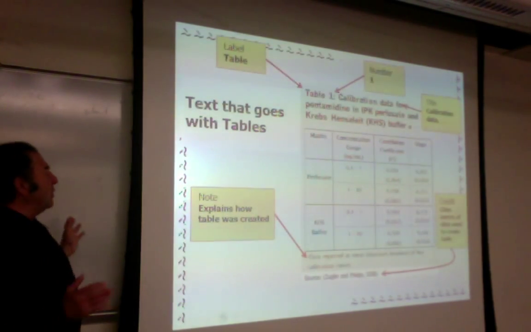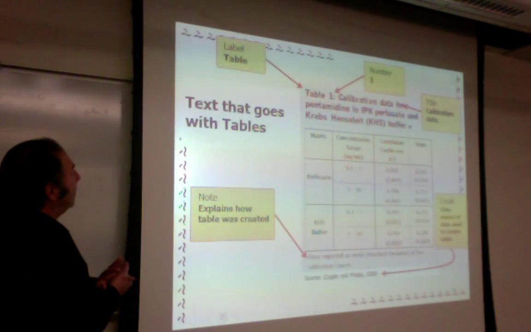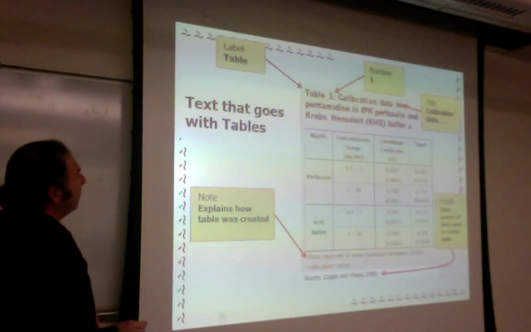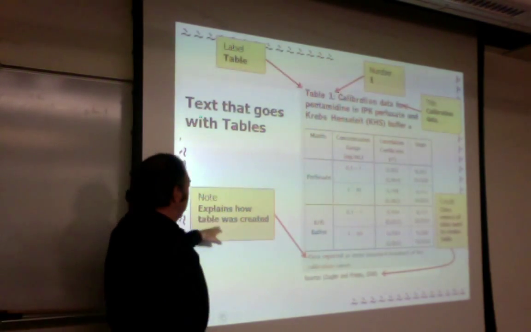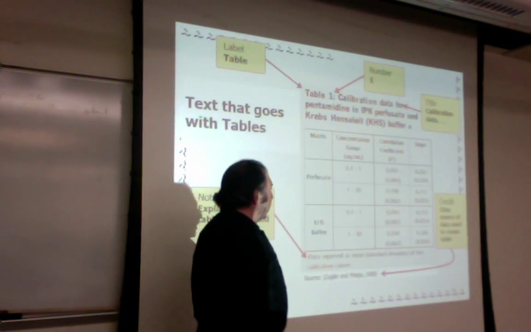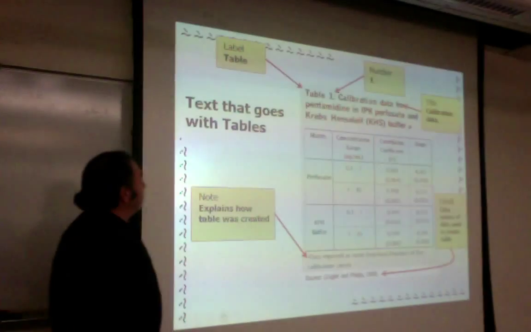So this is what it would look like when you put the whole thing together. At the top we've got the label. It's called a table. It's got a number, and then it's got a title. At the bottom there's a note that explains how the table was created, and here's a credit, tells you where it came from, and there's your table.